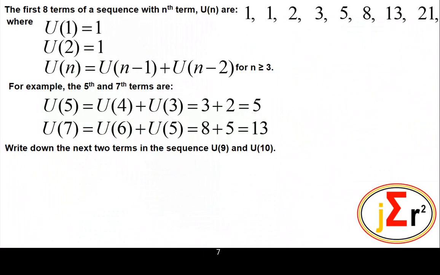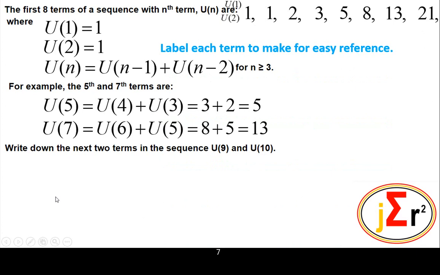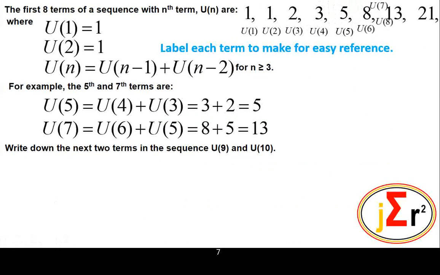Now, let us answer the first part of the question. There's no need to go through all of these because we discussed that on the previous slide. Write down the next two terms in the sequence, u9 and u10. Of course, we know that we have up to u8 right here. So we need u9 and u10. So label each term to make for easy reference. We are going to just label all of these terms. So when we need to add in order to find u9 especially, it will be easy.